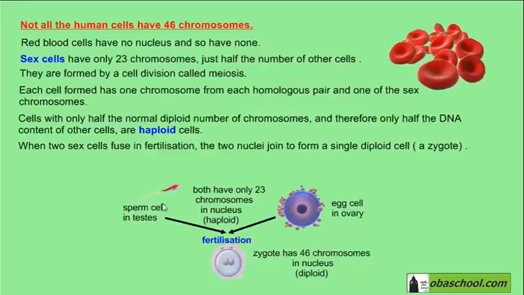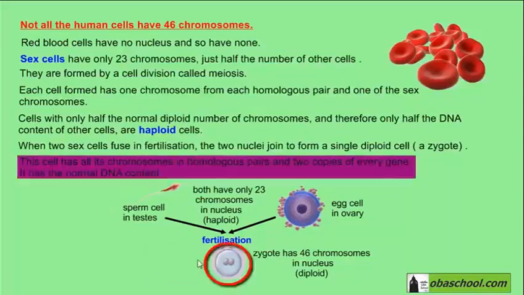However, if it got a sperm cell with Y for the sex chromosome and the ovum is X, it will have XY, so it's a male. It will have 46 chromosomes and it will be a normal diploid zygote that will form the fetus.